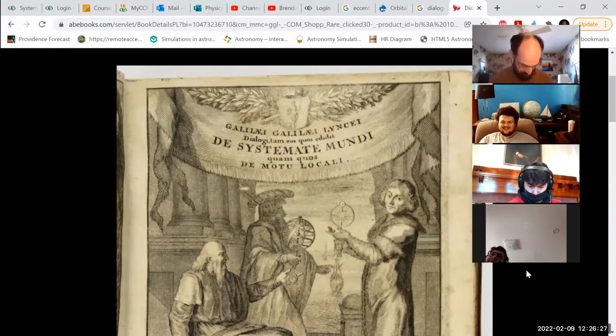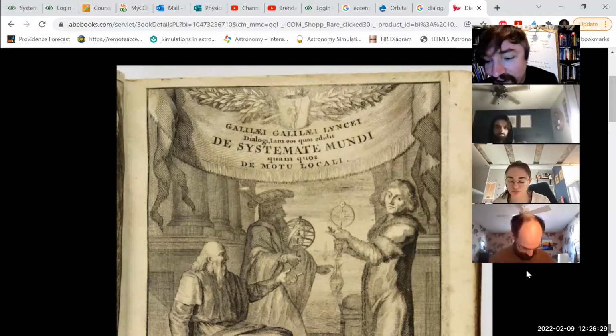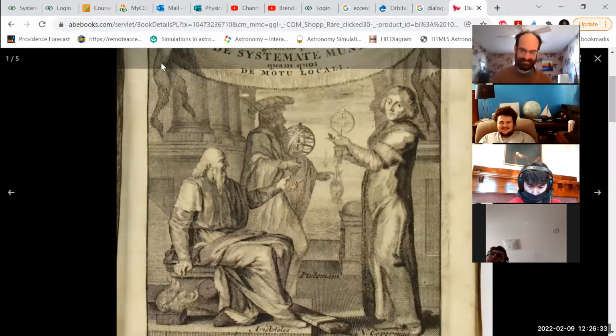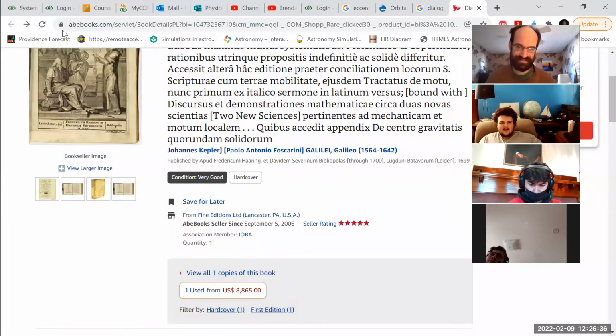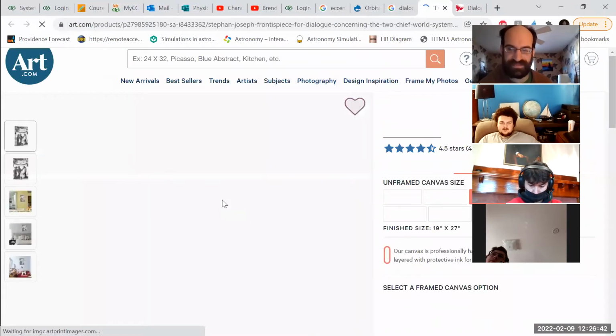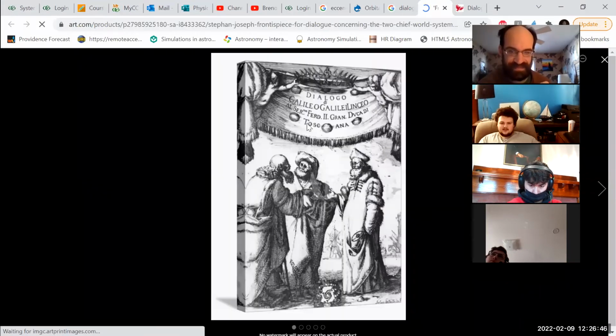Like it would be considered really weird and even uncouth. And in this work, Dialogue Concerning the Two Chief World Systems, let me find a better picture here. I think here's one of the covers of the first edition. Okay, so he not only publishes it in Italian, but he does it in the form of a play, like a fictional play, where there are three philosophers.